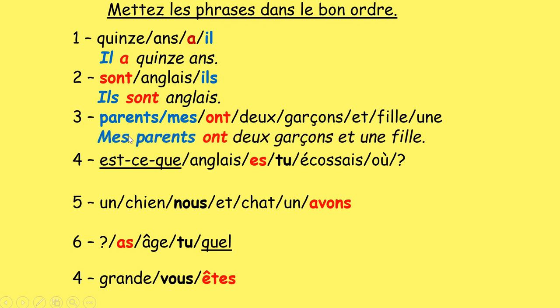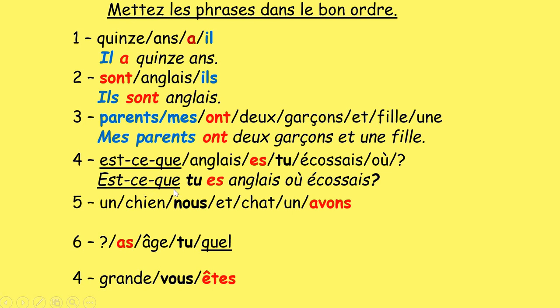My parents, first of all, there's the person. Plural verb, they have. My parents have 2 boys and a girl. It couldn't have been 2 girls and a boy because the word boy has got an S on the end and not girl, and une is in the feminine spelling.